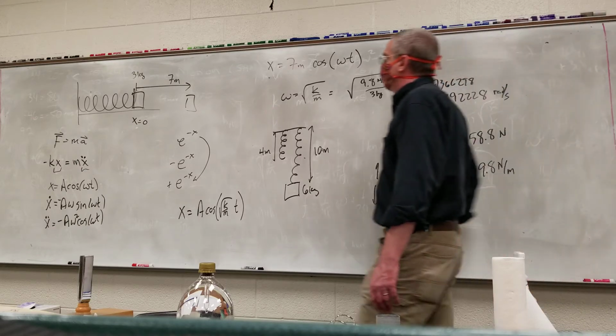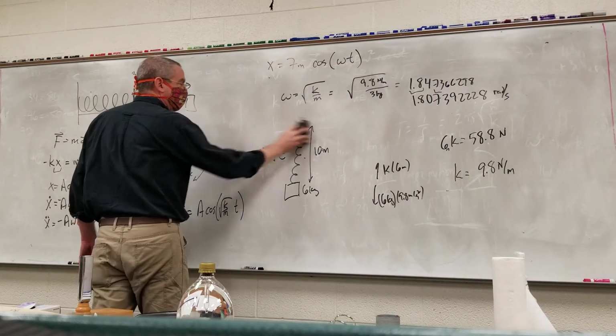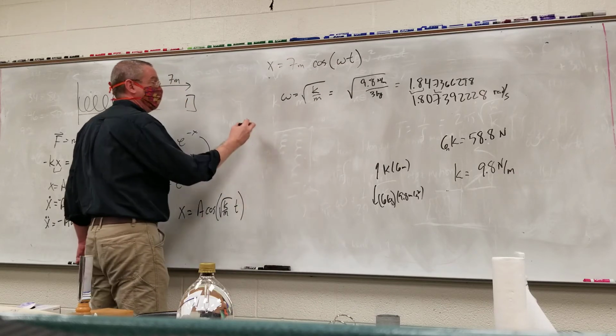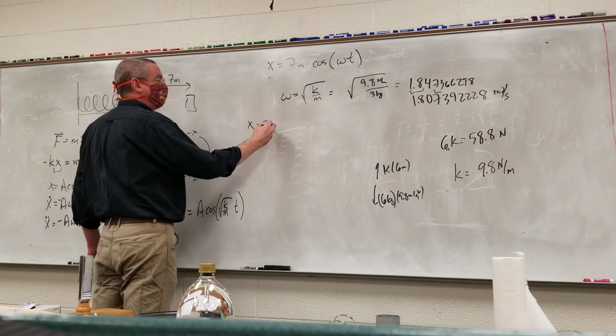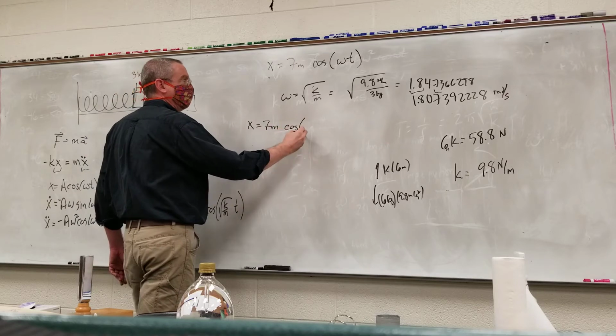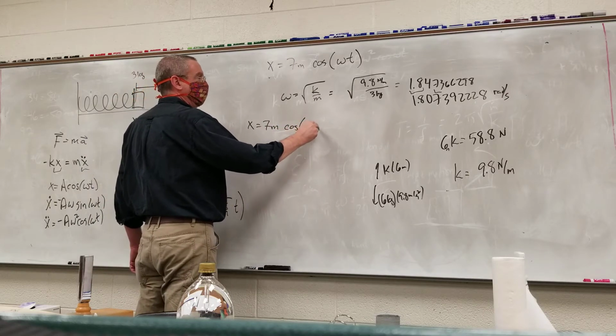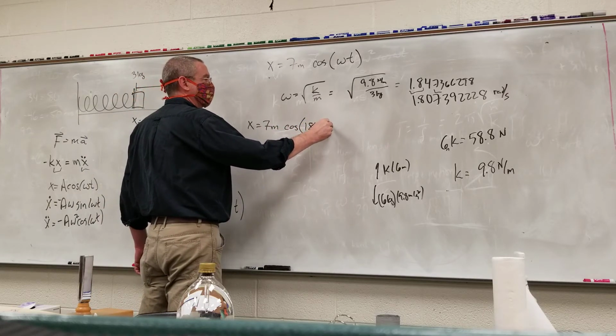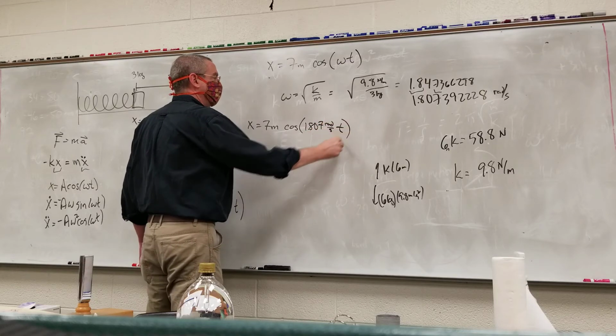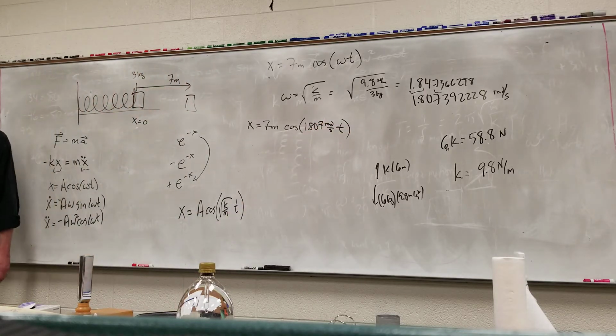All right. So my formula now, I've taken it down to x is equal to 7 meters times the cosine of 1.807 radians per second times time. I can now tell you the position of this no matter what time we're talking about here.